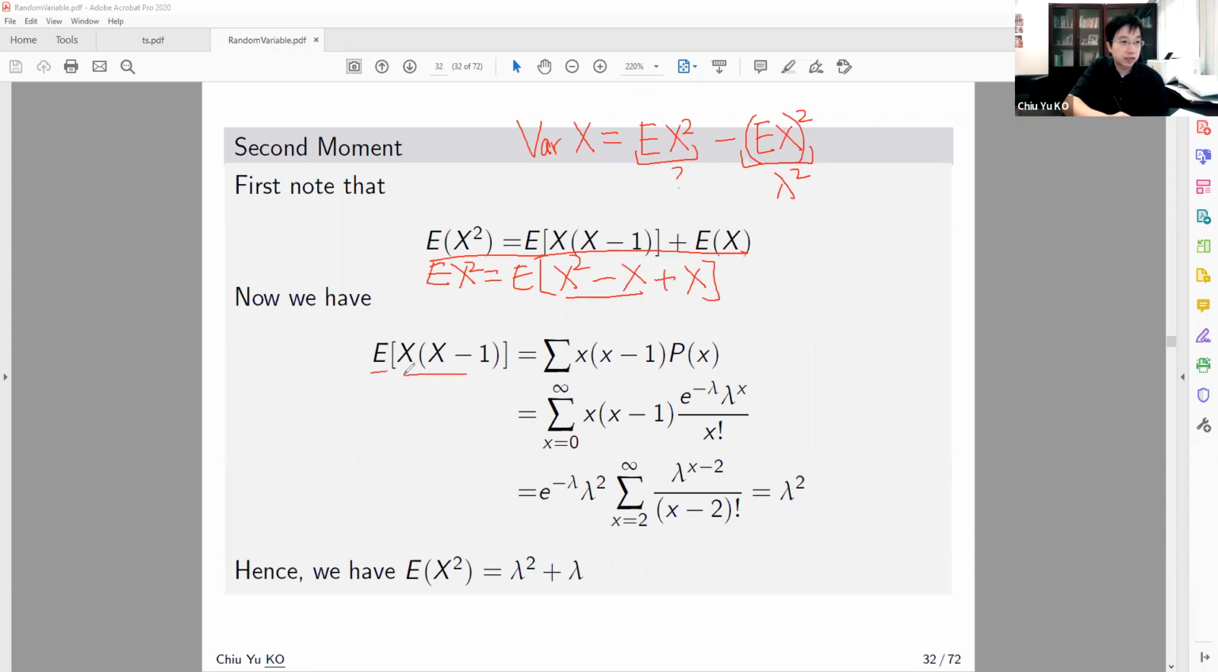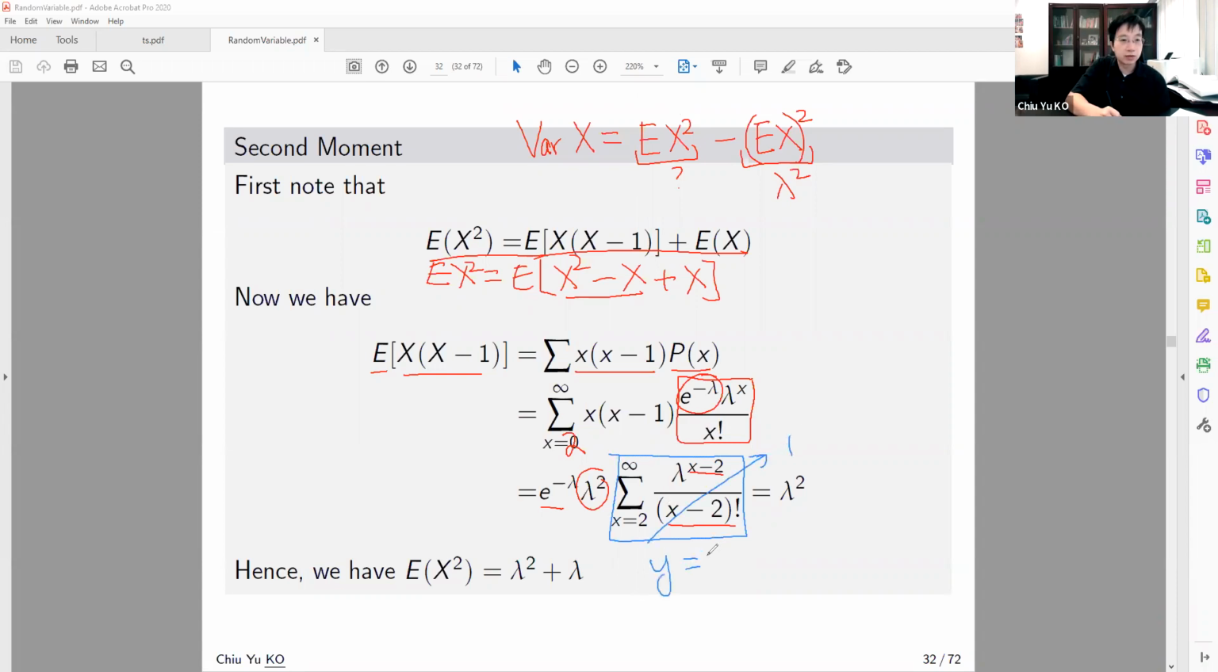So expected X times X minus 1 is the sum of X times X minus 1 times p of X, and p of X is by this definition. Since the terms for X equal to 0 and 1 vanish, you just start from 2, and then you can take this out. Because you have X and X minus 1, you get X minus 2. And then you can see the same trick applies, because this adds up to 1.